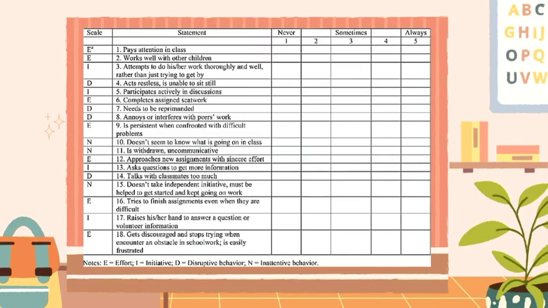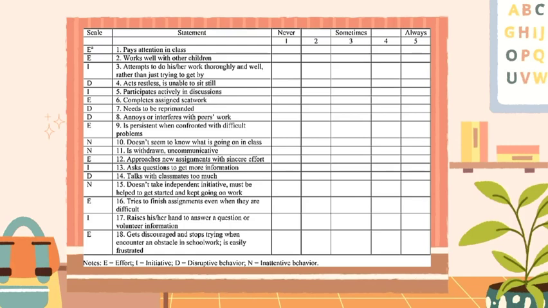So, number one says here, pays attention in class. If your student pays attention in class, you can mark 5 as the highest and 1 as the lowest. So, you can check 1 if he or she does not pay attention in class. Another example is works well with other children. If your student works well with other children, you can check always as the highest, or sometimes.